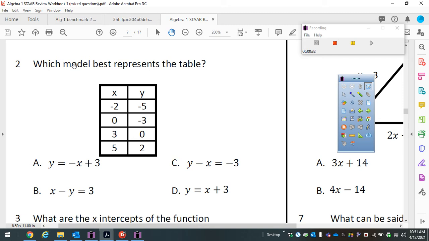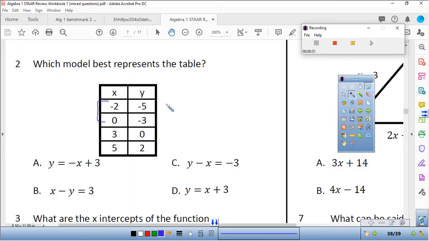Which model best represents the table? Okay, so these are all linear. Good question. Menu 4 and 3. We'll do menu 4 and 3 on this one. We'll just go with these two right here: -2, -5, and 0, -3.